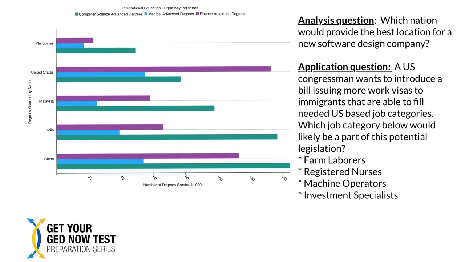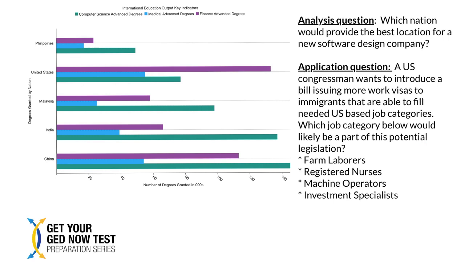Then the final skill I'm going to talk about today is the application question, where you take what you've learned here and you apply it in a new context. So here we're specifically talking about international education and output as a key indicator. So our question here is, a U.S. congressman wants to introduce a bill issuing more work visas to immigrants that are able to fill needed U.S.-based job categories. Which job category below would likely be part of this potential legislation?